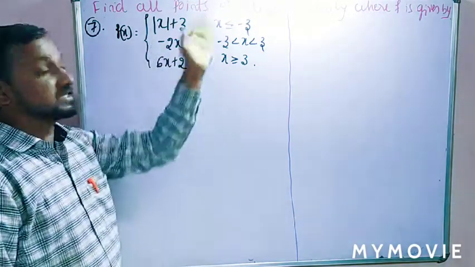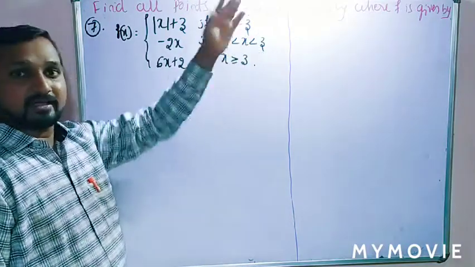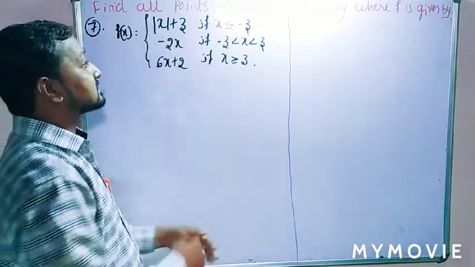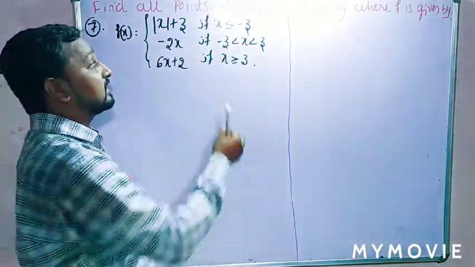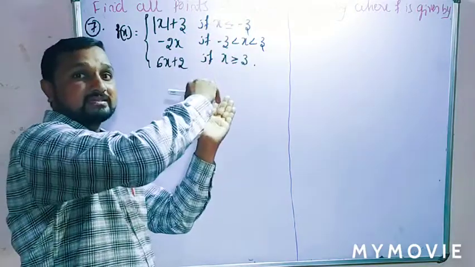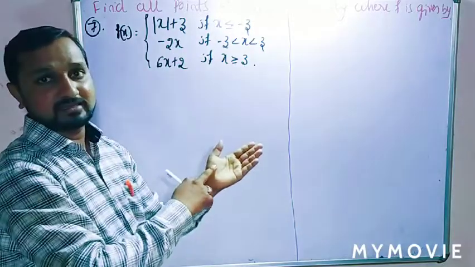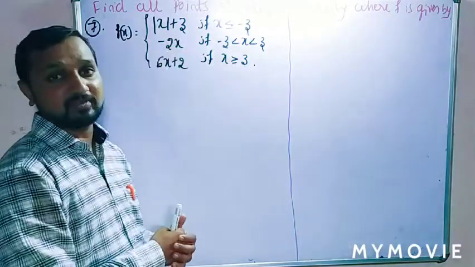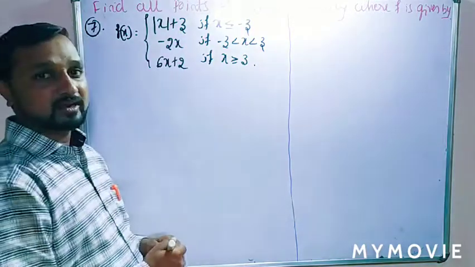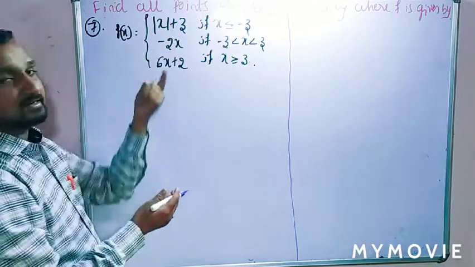That is 2 conditions. In the previous example there was only one condition, that is x lies between plus 3 and minus 3, that is LHL and RHL. Here there are two conditions: x is less than or equal to -3 and x lies between -3 and +3, with LHL and RHL at each point. Okay, this is one new type of example, students. This is also a very easy method. First of all, we can solve it generally, directly.